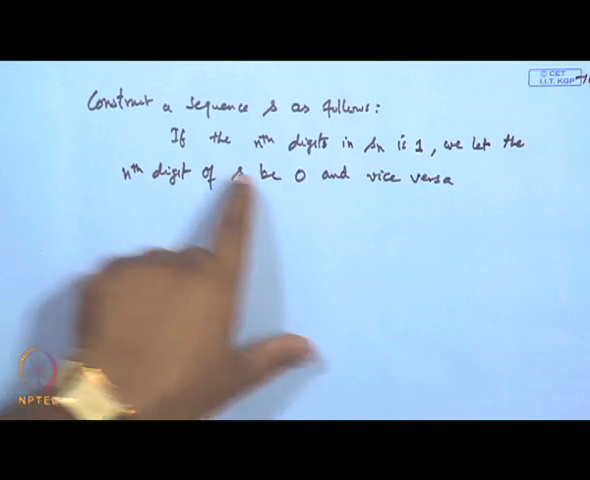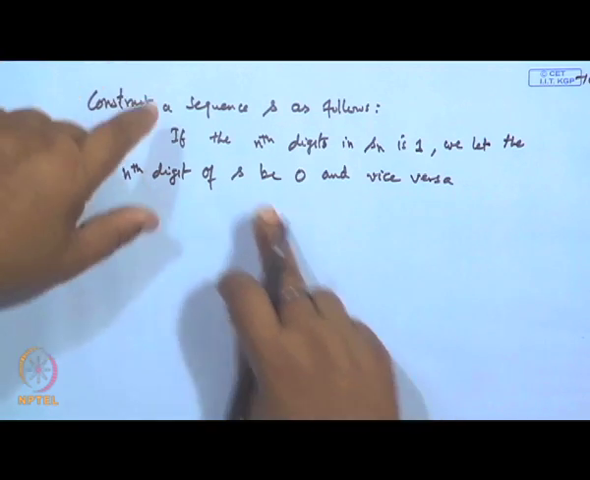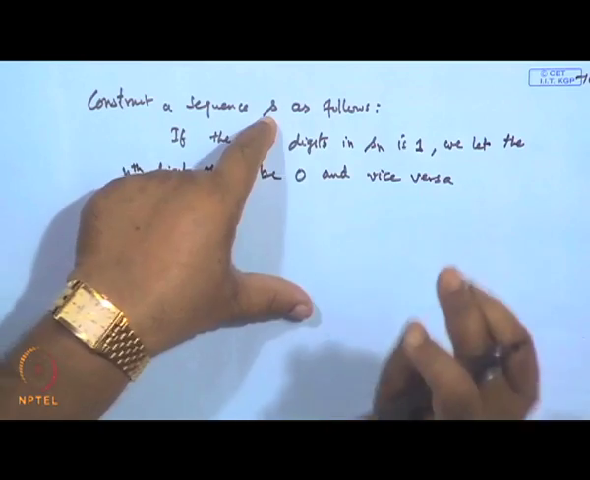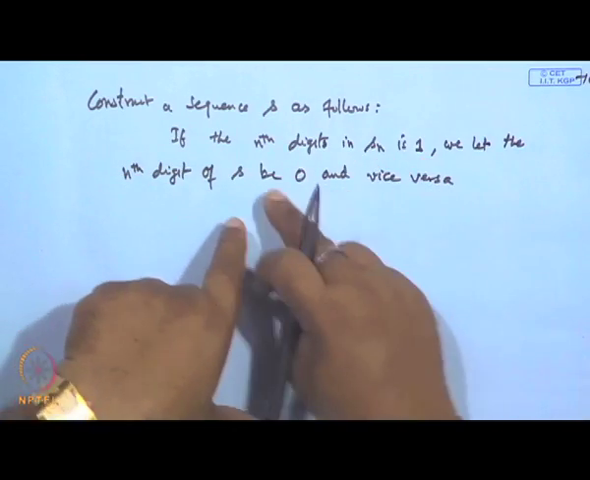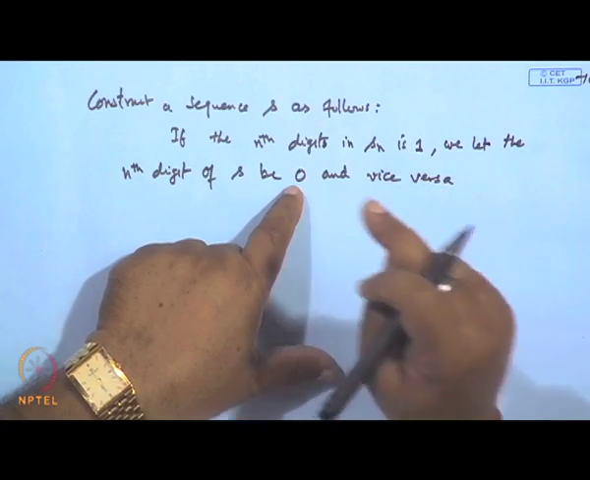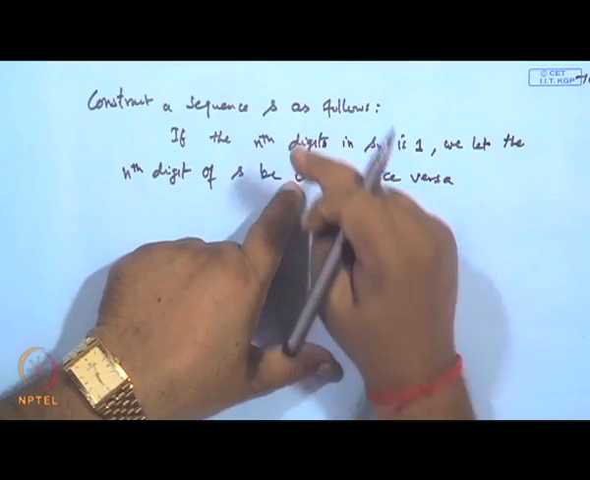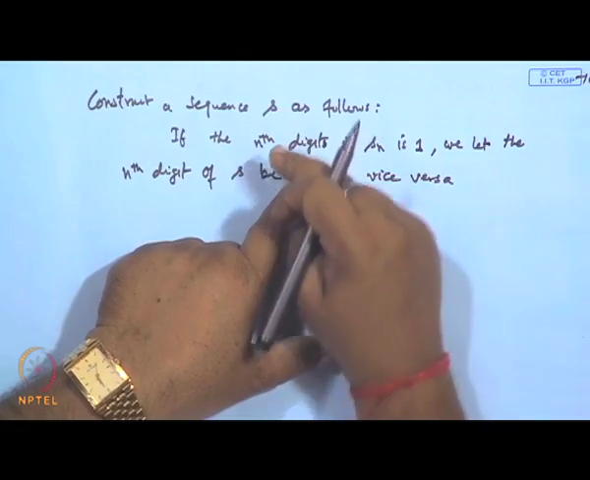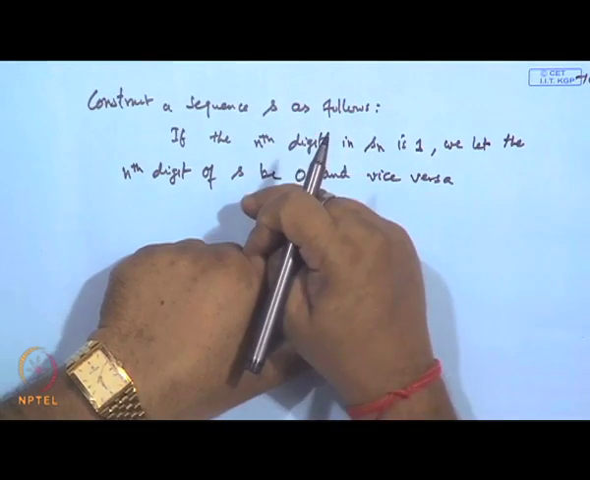Here is how we are choosing. Suppose S1, S2, ..., Sn is a given sequence. I am constructing a sequence S such that if the nth digit of Sn is 1, then we replace 1 by 0. It means for the first term, we look at S1. If the first term in S1 is 1, we take 0. If the first term in S1 is 0, we take 1.